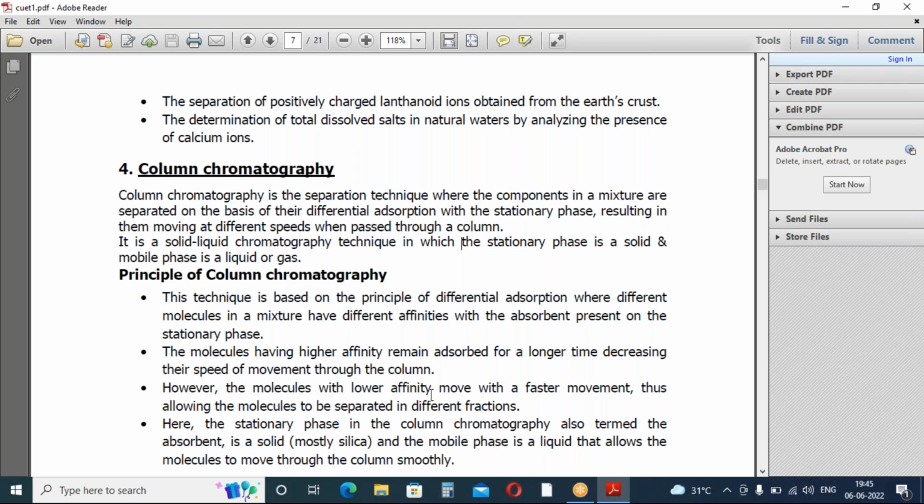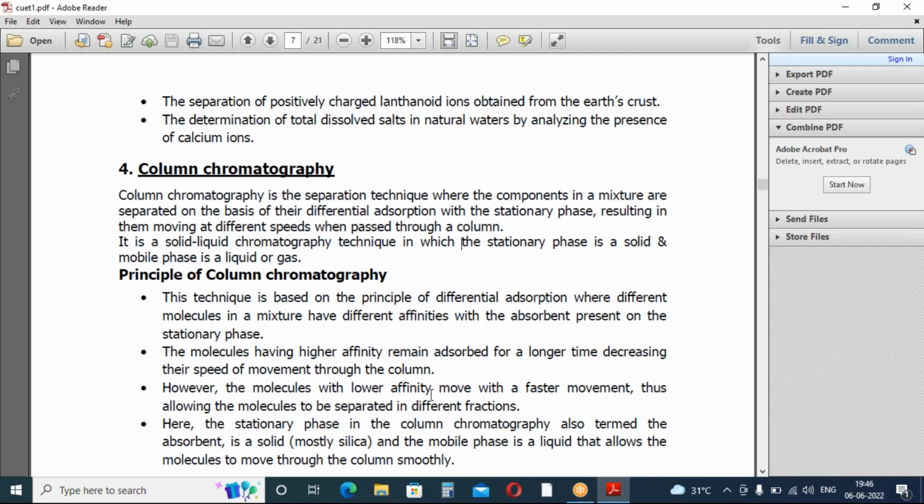And that may be of liquid or that may be of gas. Here, what is the principle involved? Adsorption. That means adsorption is occurring between the stationary phase and the mobile phase. If higher affinity is occurring between the stationary and mobile phase, what is happening? The mobile phase components are retained on the stationary phase, and that causes the stopping of their movement. Whereas if there is no affinity, that causes the components present in the mixture to move.